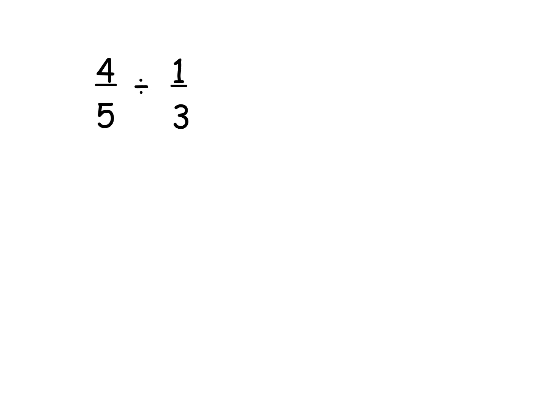So here is question 1. 4/5 divided by 1/3. So we keep the first one, we change the sign in the middle, and we flip the end one to 3 over 1. So we've kept it, changed it, flipped it.